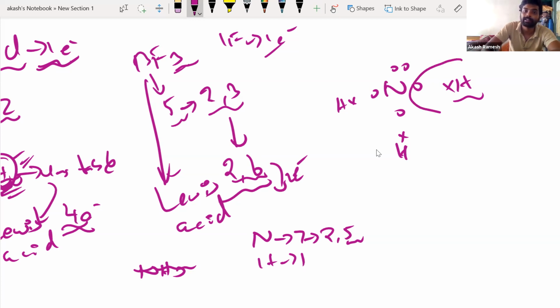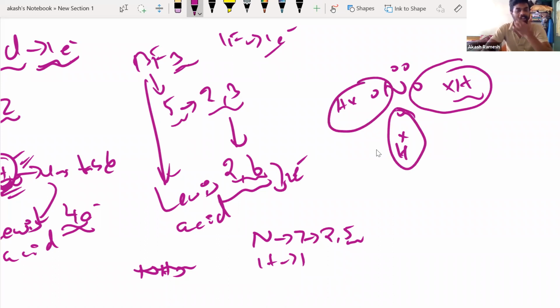So what will happen? This hydrogen will take this electron, and this hydrogen will take this electron. Now for hydrogen, duplet is satisfied. Hydrogen has become stable. Now what about nitrogen? Nitrogen has 5 valence electrons. You can see 1, 2, 3, 4, 5. Now for me to satisfy octet, I require 3 more electrons.